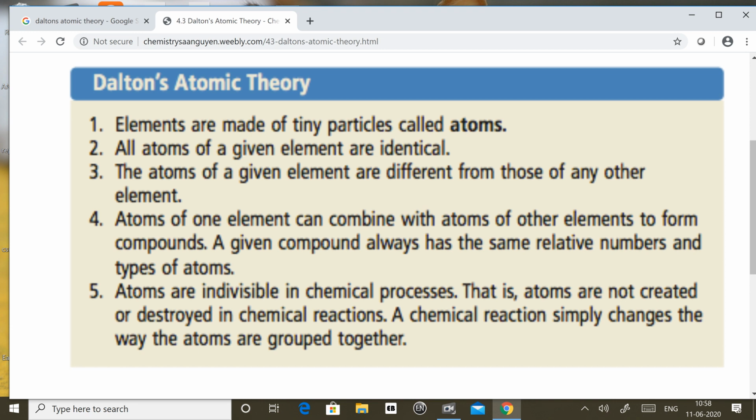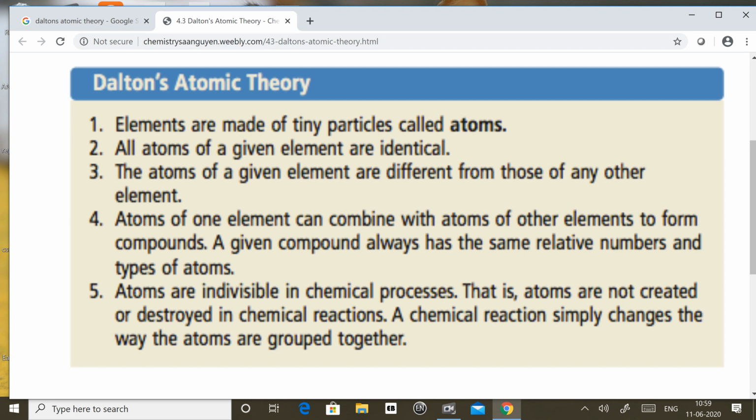And Dalton, a famous scientist, put forward Dalton's atomic theory. According to this, elements are made up of tiny particles called atoms. That means all the elements are made up of very, very small particles called atoms. We cannot see an atom with our naked eye.